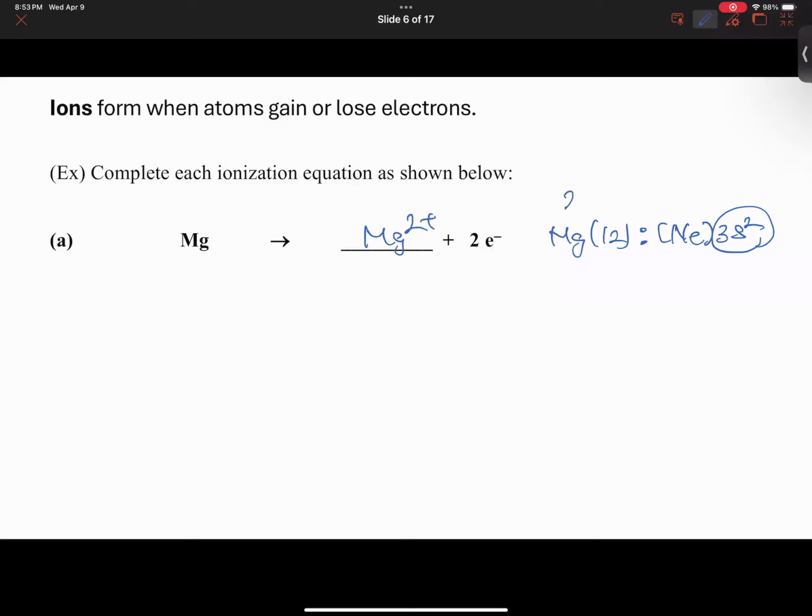Remember, magnesium belongs to group 2A. All those group 2A elements, including magnesium, calcium, strontium, and barium, readily lose 2 electrons and gain 2 plus charges. Now let's look at sulfur.